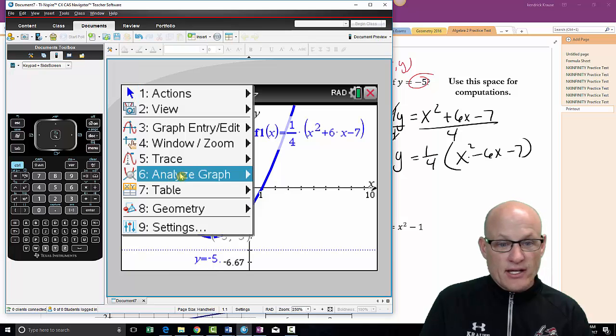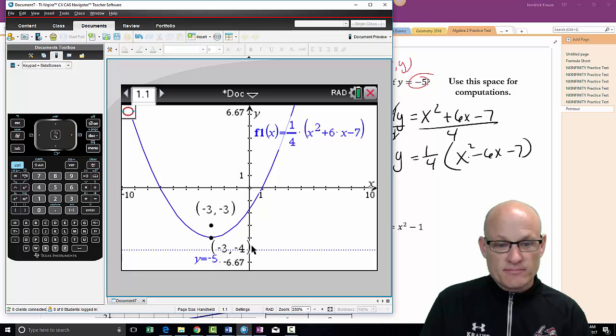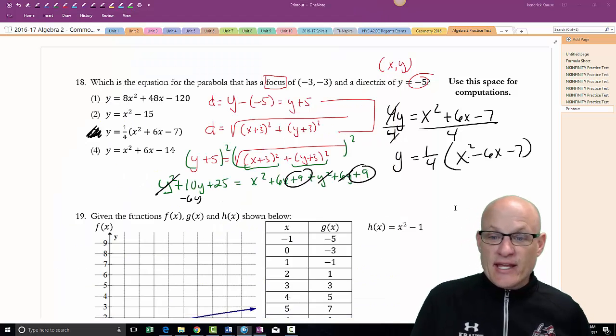Okay. Menu, analyze the graph. Find the vertex. Click go there. There's the vertex. All right. So that is it. That's the right answer.